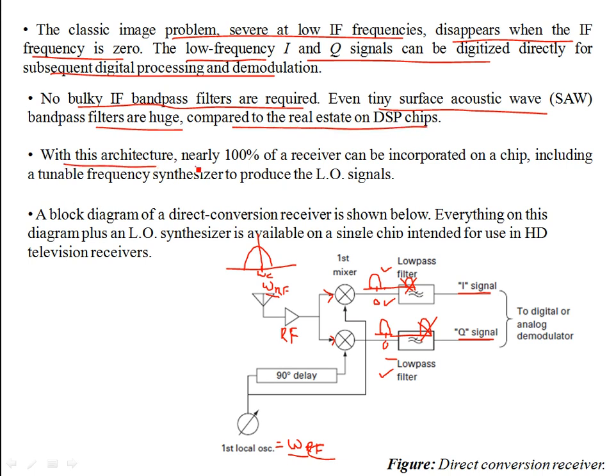So with this architecture, nearly 100% of the receiver can be incorporated on a single chip, including a tunable frequency synthesizer, including this local oscillator to produce the local oscillator signals.